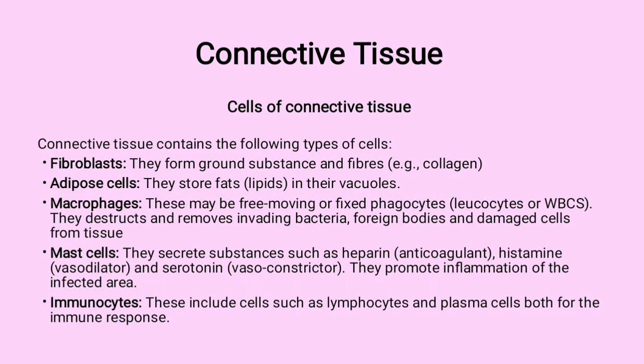The fourth one is the mast cells. They secrete substances such as heparin. Heparin is an anticoagulant. It means it prevents our blood from getting coagulated when it is present inside our body. Histamine is a vasodilator, and serotonin is a vasoconstrictor. They promote inflammation in the infected areas. And the last type of cells is immunocytes. These include cells such as lymphocytes and plasma cells, both producing antibodies for the immune response. They are kind of the soldiers of our body which protect us from foreign invading bacteria and viruses.